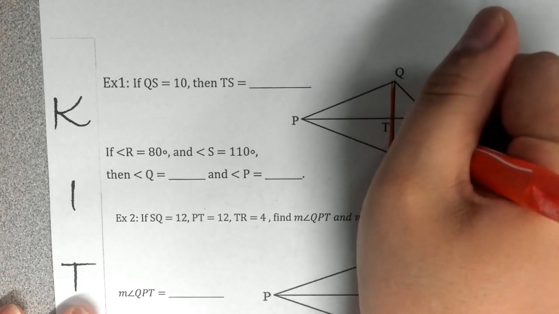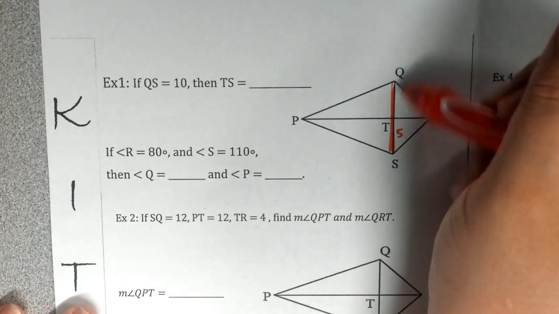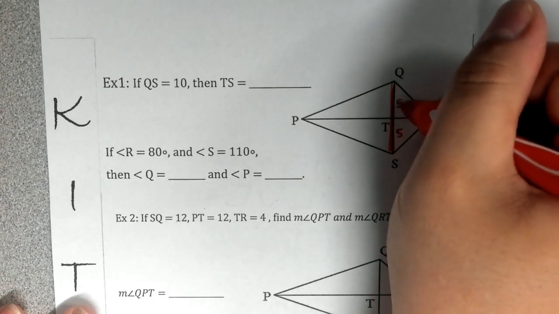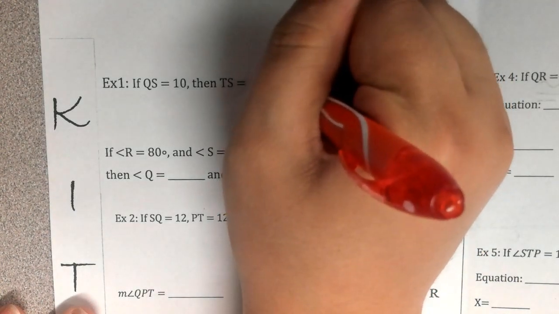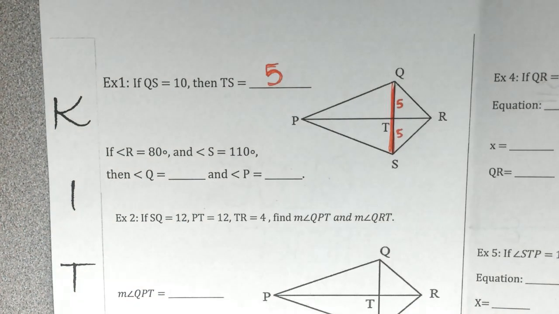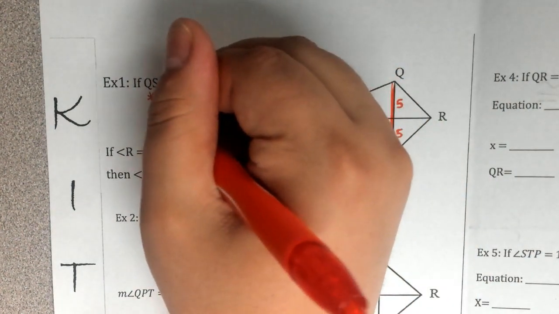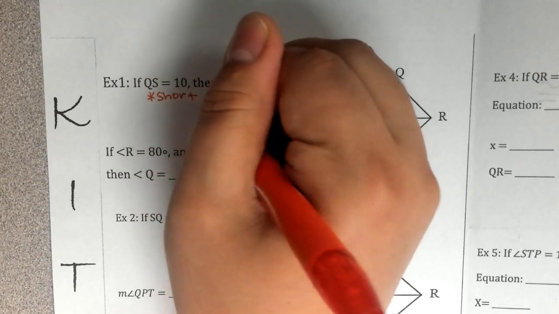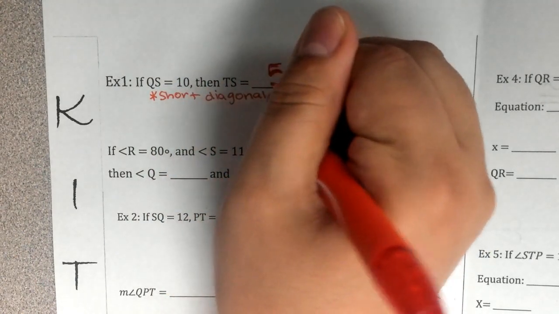5. What is QT? No, QT. Do y'all agree if the whole thing is 10, it's 5 and 5? Yeah. Because it's the short diagonal. Only the short diagonal can be cut in half like that. Okay?